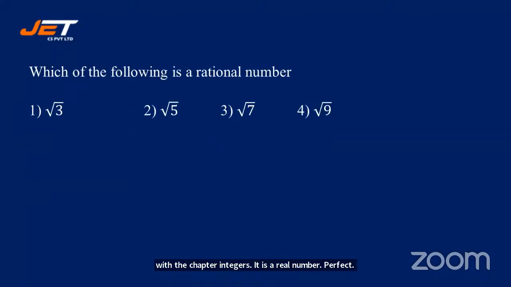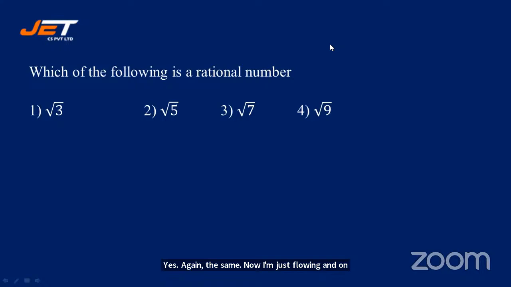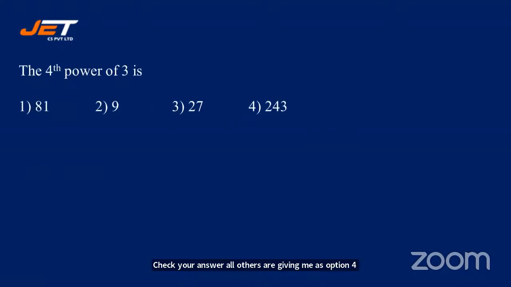Which of the following is a rational number? Let's see how many are going to give me the right answers. Yes. Again, the same. The answer is flowing and everybody is giving me the right answers except Vaishali. Please check your answer. Akshita, check your answer. All others are giving me option 4, which is right, root 9, because root 9 is 3. All right. Let's move on to the next question.